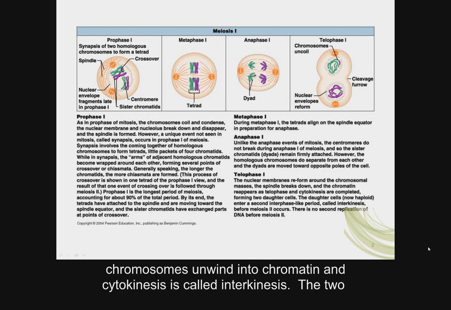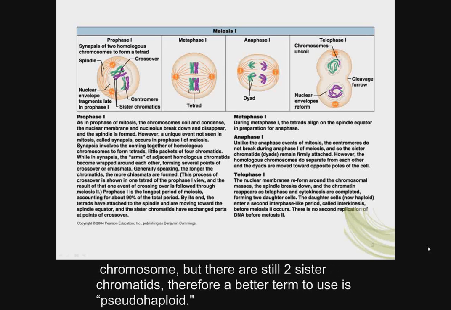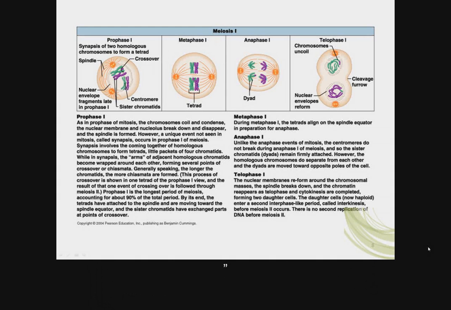In telophase 1, the chromosomes unwind into chromatin, and cytokinesis is called interkinesis. The 2 daughter cells are called haploid in that they have only one copy for each homologous chromosome, but there are still 2 sister chromatids. Therefore, a better term to use is pseudohaploid.